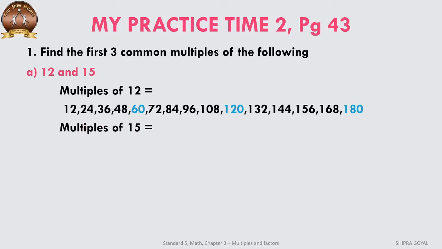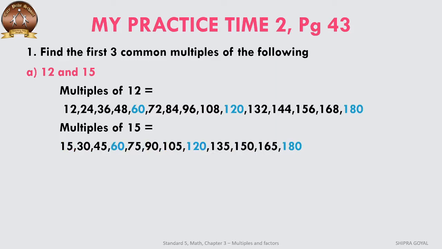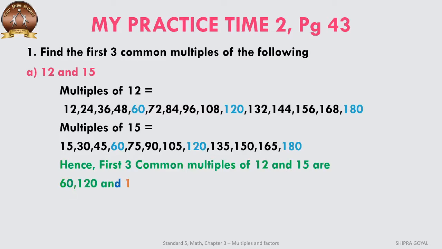Now we'll write the multiples of 15. The multiples of 15 are 15, 30, 45, 60, 75, 90 and so on. When we compare the two lists of multiples of 12 and 15, we get the first common multiple to be 60. The next will be 120. Then the next will be 180 and so on. We can get many more common multiples, but they have asked only for the first three. So we'll write the first three common multiples as 60, 120 and 180.